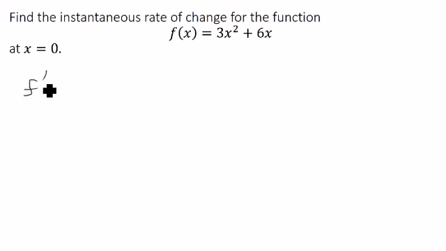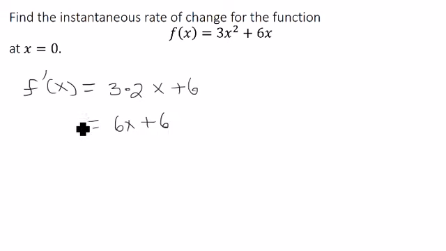f prime of x. I'm using the prime notation most of the time in this video. So f prime of x is the derivative of 3x squared plus 6x, which is going to be 3 times 2 times x to the power 1, which is just x, plus 6 times 1, which is just 6. And that's going to be 3 times 2, which is just 6x plus 6.